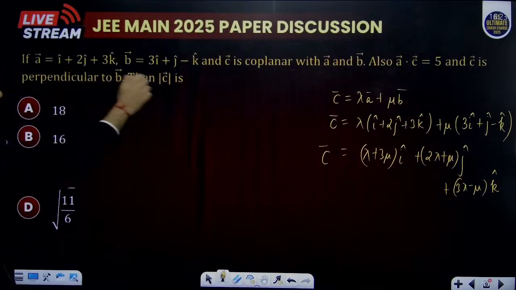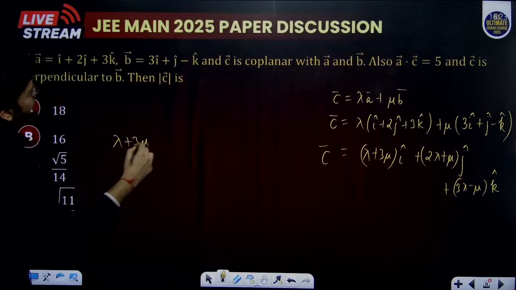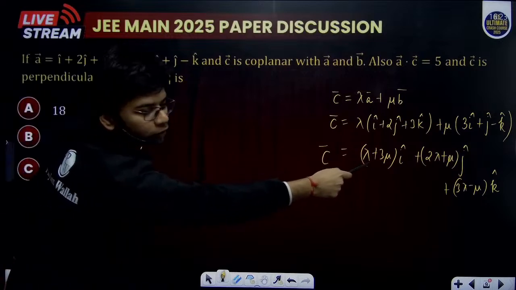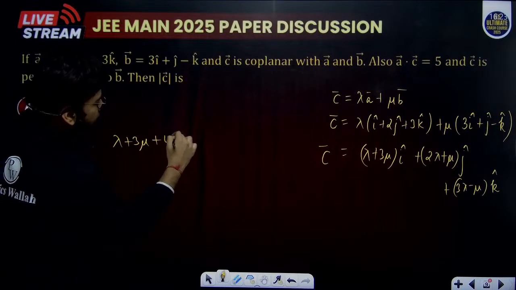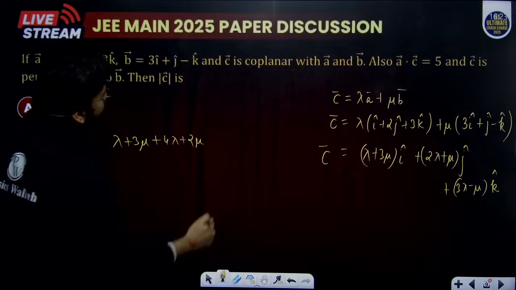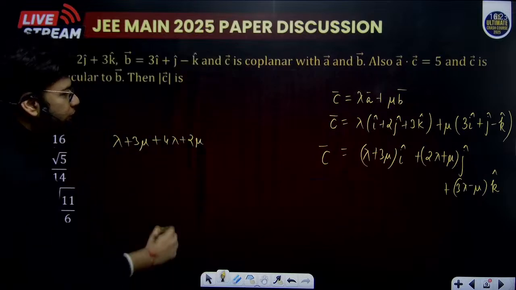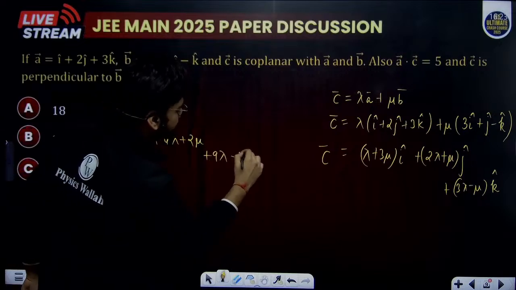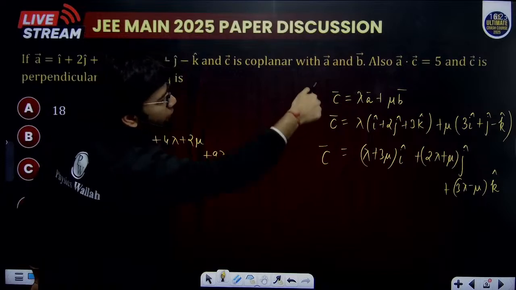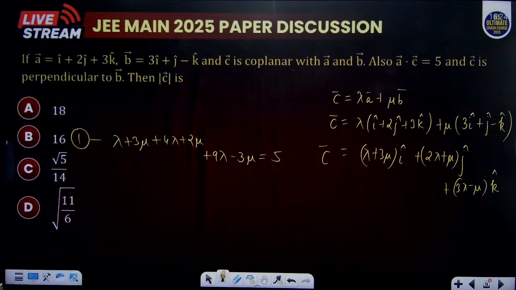So 1 multiplied by lambda plus 3 mu, plus 2 multiplied by 2 lambda plus mu. So I'll get 4 lambda plus 2 mu, plus 3 multiplied by 3 lambda minus mu. So that gives me 9 lambda minus 3 mu. This should be equal to 5. This is giving me my first equation.